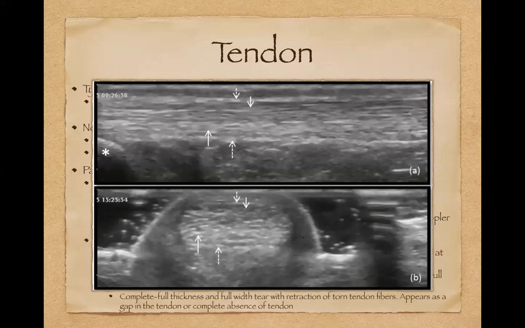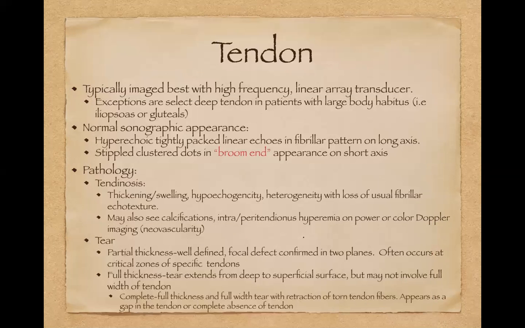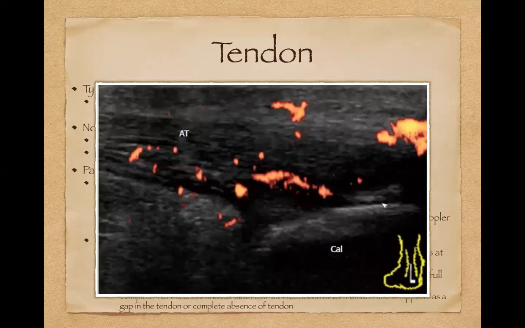And here's a picture depicting that there. As far as pathology, we talk about tendinosis: it's thickening, swelling, hypoechogenicity, and heterogeneity with loss of the usual fibrillar echotexture. And you may also see calcifications, some intratendinous hyperemia on power or color Doppler, indicating some neovascularization. And here's a picture of Achilles tendon. You see the loss of the fibrillar pattern, swelling, and the hyperemia, indicating tendinosis.